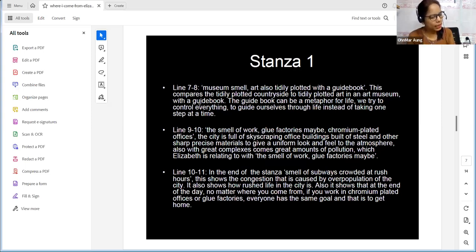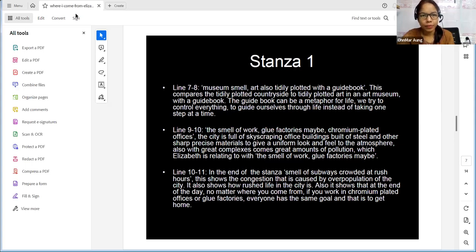In 7 and 8, you could see like museum smell, art also tightly plotted with a guidebook. So Yitong, could you please read line 7, 8? Museum smell, art also tightly plotted with a guidebook. This compares the tightly plotted countryside to tightly plotted art in an art museum with a guidebook. The guidebook can be a metaphor for life. We're trying to control everything to guide ourselves through life instead of taking one step at a time.